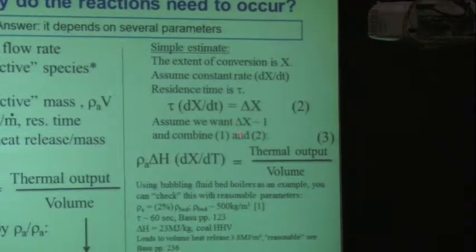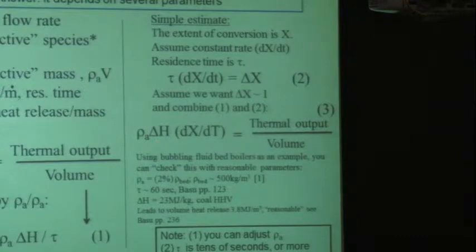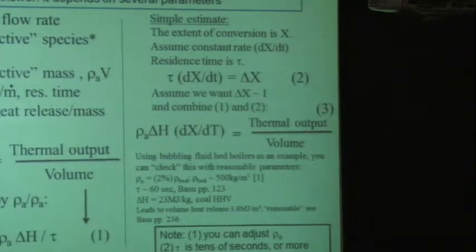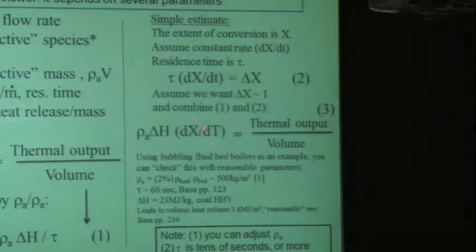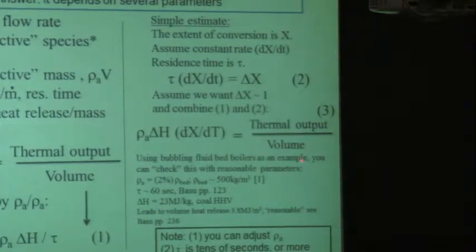I assume I want it to be fully converted, so combine that and that down there, and this should make sense. The thermal output per unit volume inside of that box is the active mass, the heat of the reaction, and then the rate that it's being converted. That makes sense. I think you just physically multiply it together and you can see that.